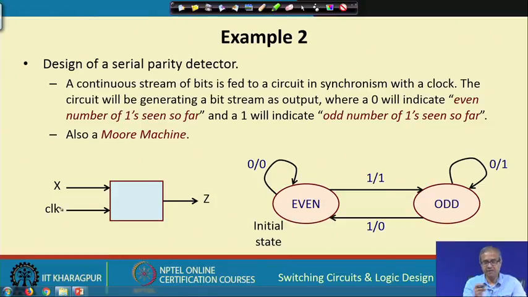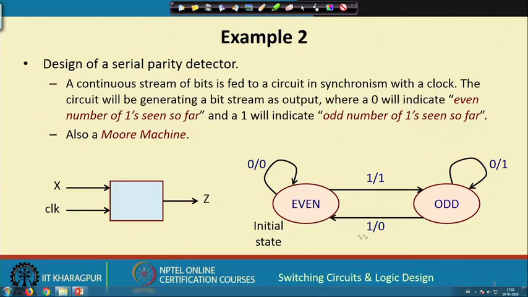So, in this problem, this x is the single input, z is the output, and of course, there is a clock. If you think of the state, what are the things you need to remember? You only need to remember one thing. What was the parity till now? Was it odd or was it even?